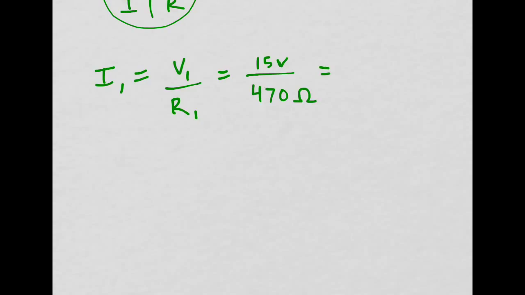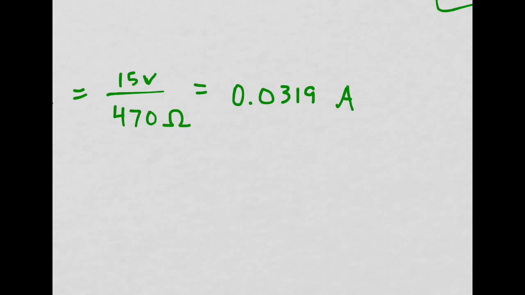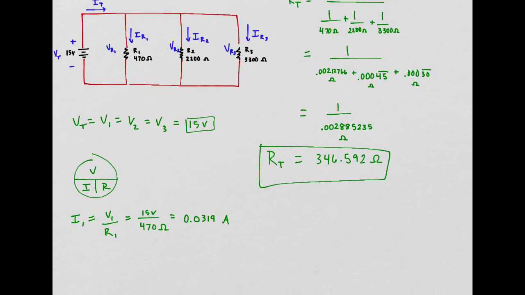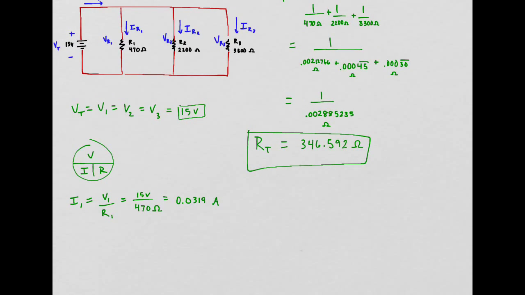So 15 divided by 470 equals 0.03191489. I'm going to round that. That many amps. 0.0319 amps. Hopefully that's the biggest one. I think it will be, just because we have the least amount of resistance in that resistor. So that's the first one, and you can do the second and third just the same way.